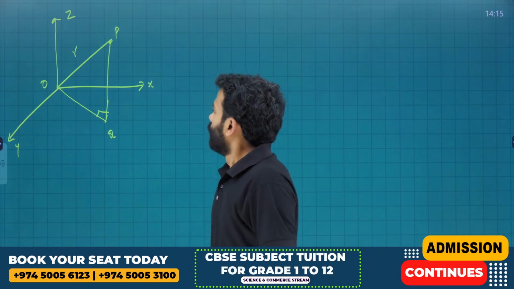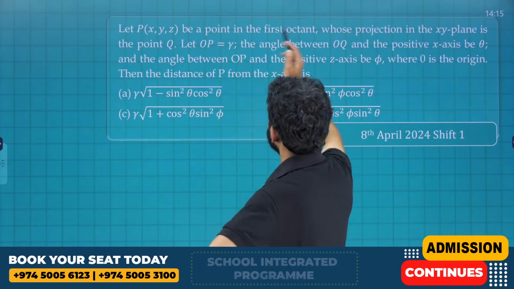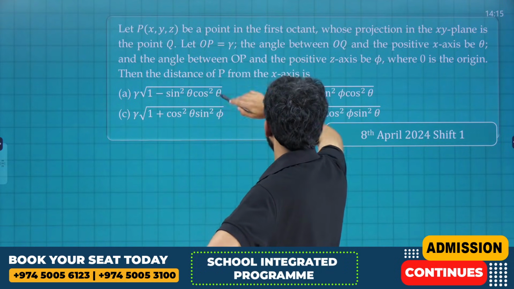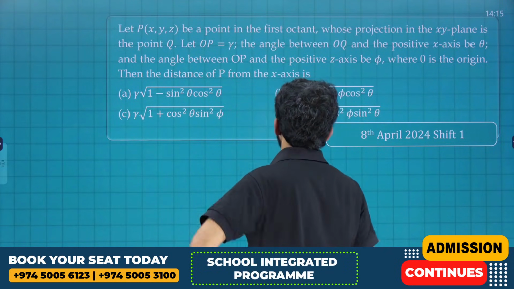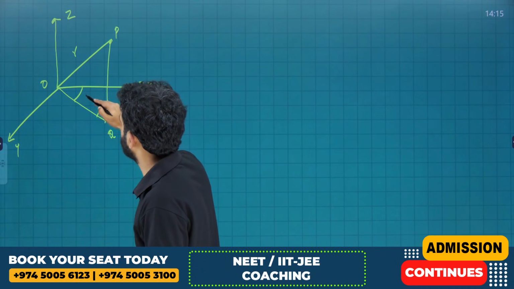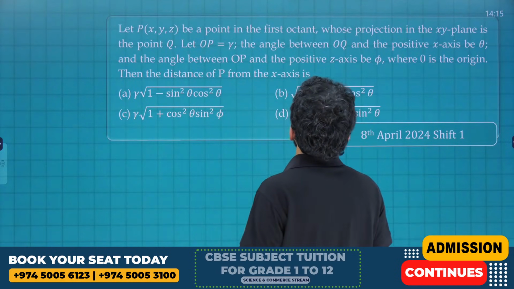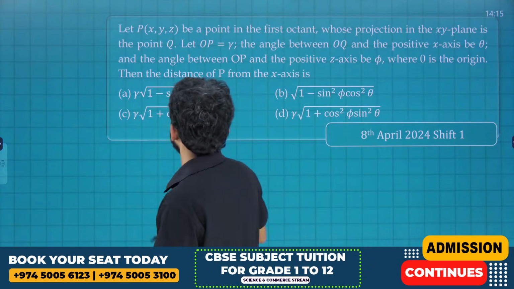Then I need to check the data. Q, that's done. OP is gamma, that's done. The angle between OQ and positive x-axis is theta, I think this angle is given. OP and z-axis is given, right? Phi.